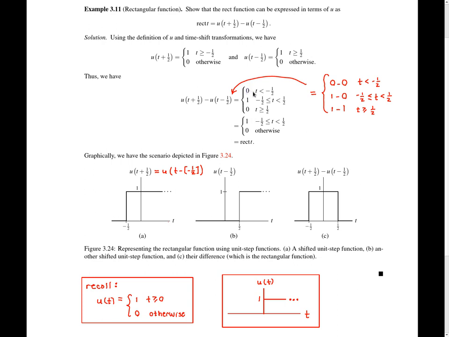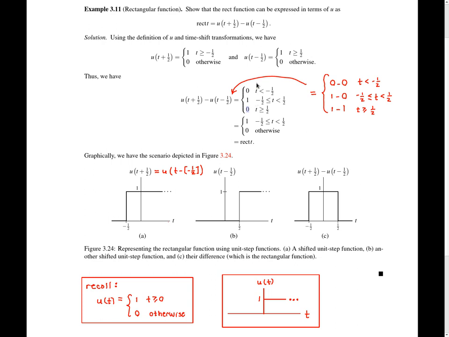Then if we go on to the case that t is between minus 1/2 and plus 1/2, this term here is equal to 1, and this term here is equal to 0. So we get 1 minus 0, which simplifies to 1. So the second case is equal to 1. And then the last case, when t is greater than 1/2, this term here is equal to 1, and this term here is equal to 1 as well. So we get 1 minus 1, which is equal to 0, which gives us this case here.